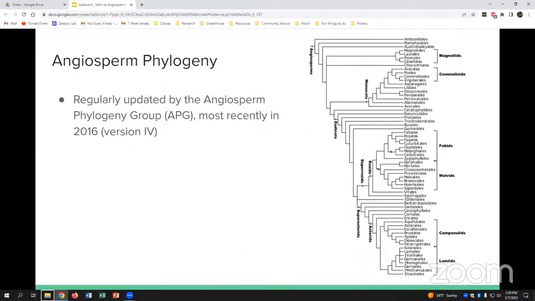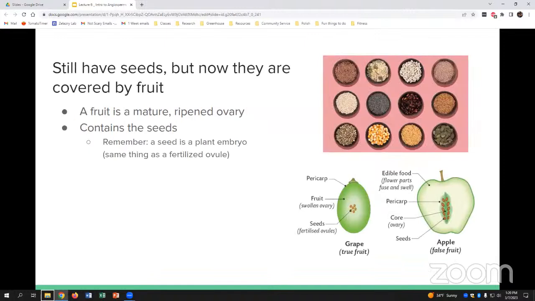That said, the angiosperm phylogeny is a lot more complicated than that little colorful image I just made you, and it gets regularly updated. The most recent version, as of last year, was from 2016, which was version 4. It's regularly updated by a group called the Angiosperm Phylogeny Group, which is a group of scientists that all work together to come up with a consensus phylogeny for people to work from.